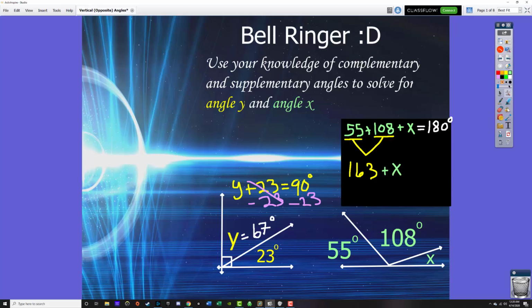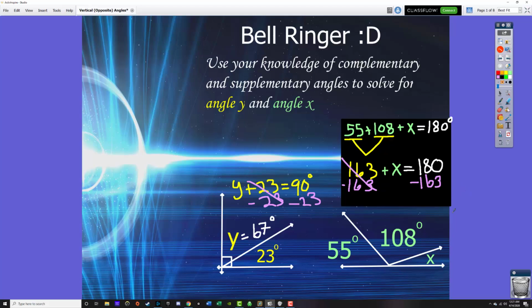So we combined our like terms, and everything else we just bring straight down. So plus X equals 180. And just like with the complementary angles, we are now dealing with a one-step equation. So we want to cancel out this positive 163 degrees, and we're going to do the same thing, except this time we're going to subtract 163 from both sides.